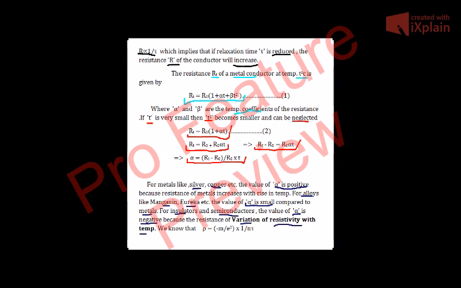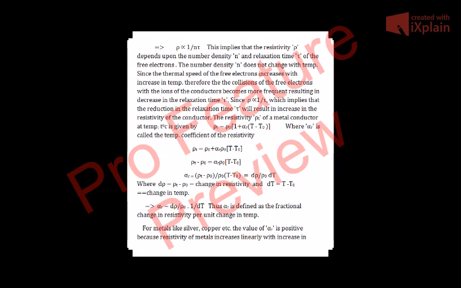Now again we know that rho is equal to m upon e square into 1 by n tau. It means rho is proportional to 1 upon n tau. This implies that the resistivity rho depends upon the number density n and relaxation time tau of the free electrons. As I told you, the number density n does not change with temperature. If we increase the temperature, number density will remain the same. If we decrease the temperature, number density n will remain the same.